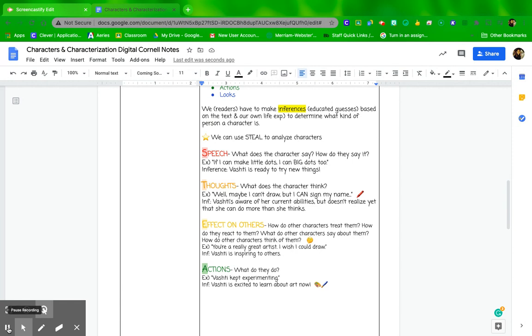Okay, so we're analyzing characters using the acronym STILL, which stands for speech, thoughts, effect on others, and the A stands for actions. And actions has to do with what the character does. An example of this is when the author states, "Vashti kept experimenting." The inference we can make from that action is that Vashti is excited to learn about art now.